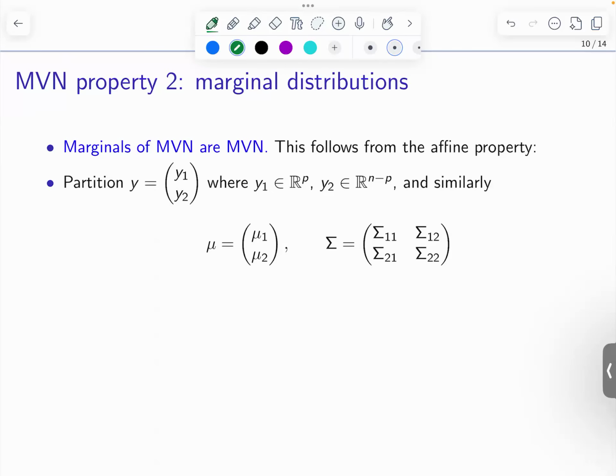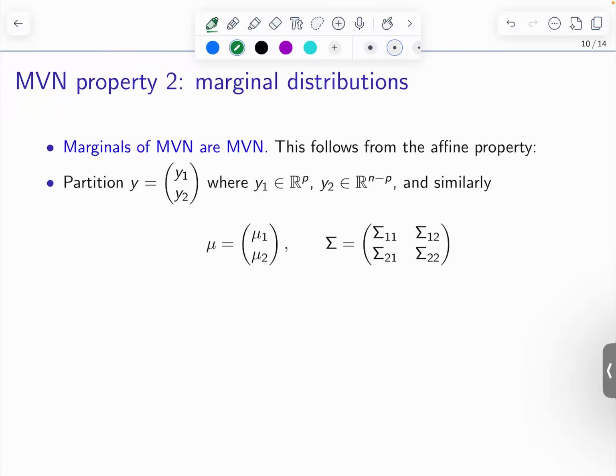So this is the second fact, which is really not an independent fact; it's just another special case of affine transformation. If you just learn that, that's enough. But this is saying that the marginals of the multivariate normal distribution are multivariate normal. So what is a marginal?